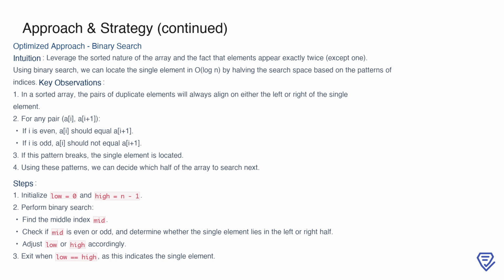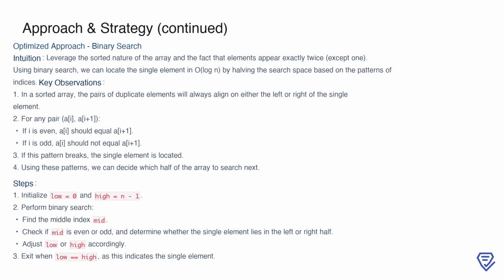The steps involve initializing two pointers, low and high, at the start and end of the array. We then calculate the middle index and check whether the pattern of pairs aligns as expected. Depending on whether the mismatch occurs on the left or right side of the array, we adjust the search space by updating the low or high pointers. This process continues until the low and high pointers converge, which will pinpoint the single element.